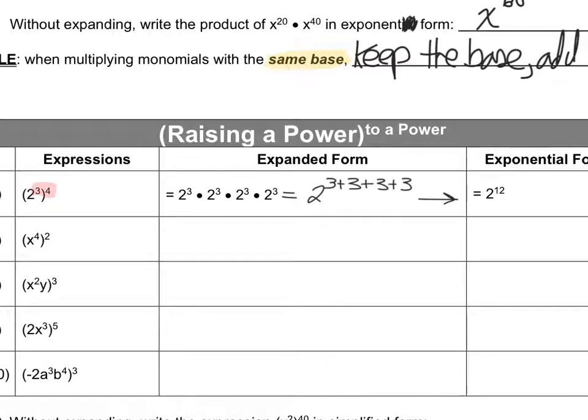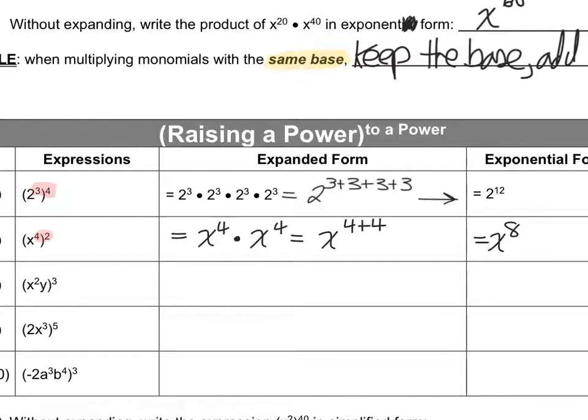The first few examples here have us proving to ourselves that this technique is going to work. If I have x to the 4th squared, I would have x to the 4th times x to the 4th, which is, keep the base, add the exponents, x to the 4th plus 4, which would give us x to the 8th. Exactly what you would get if you were to multiply the 4 and the 2.